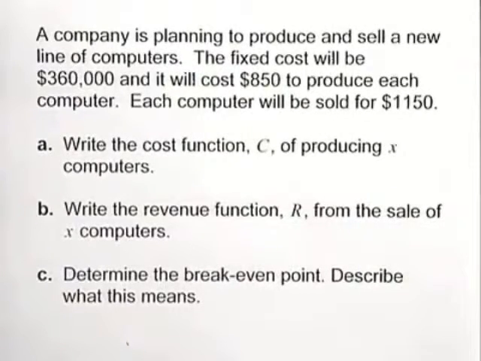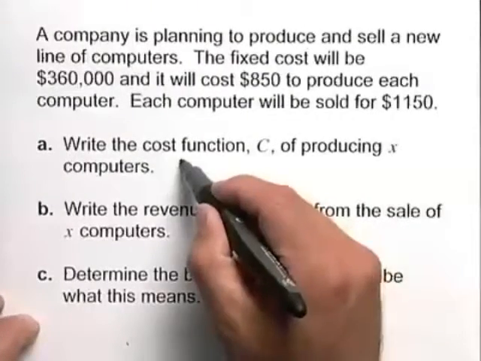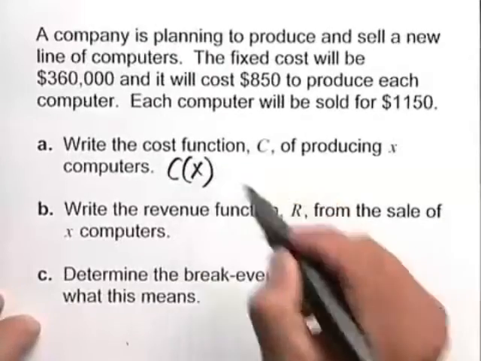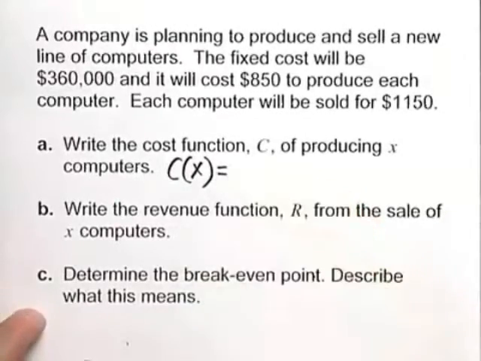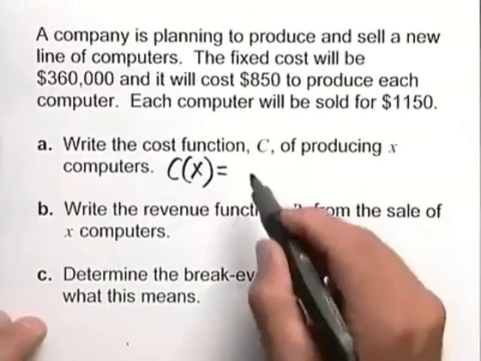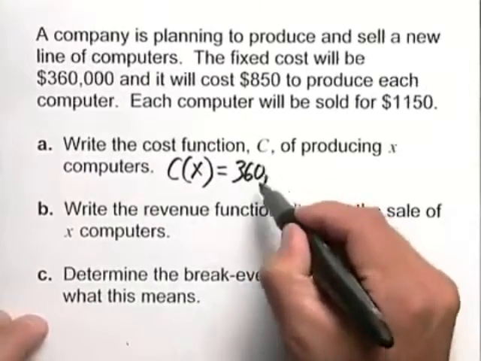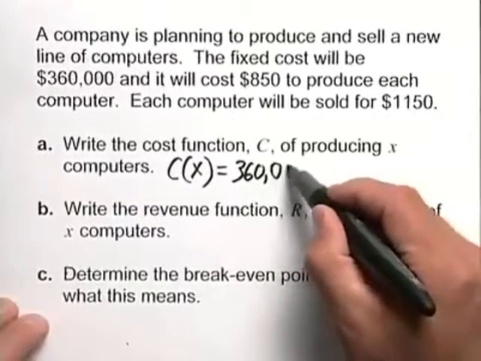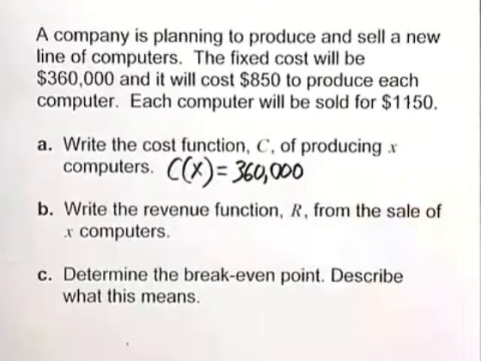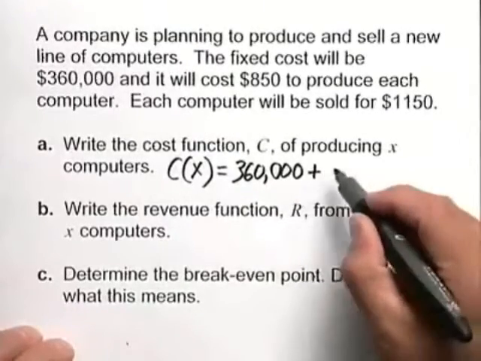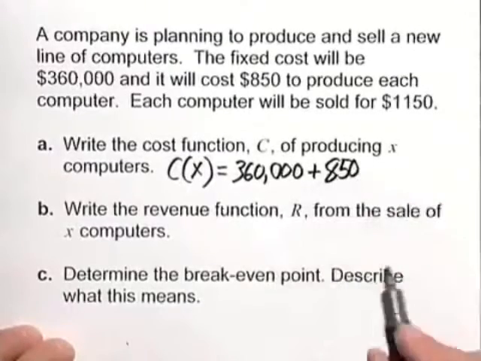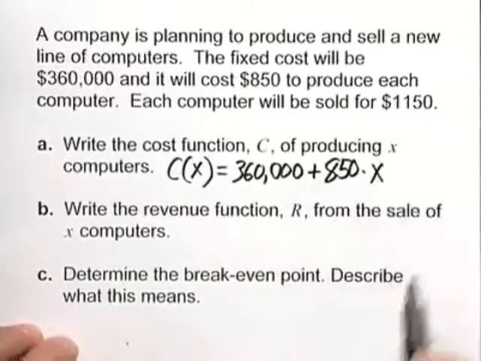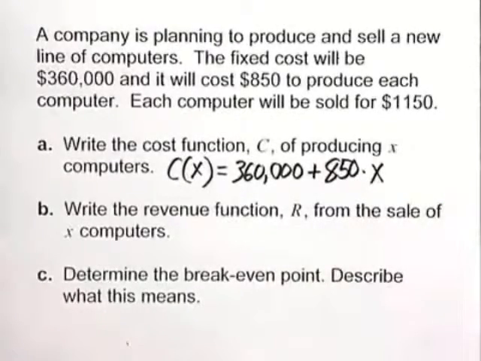Part A. Write the cost function C of producing X computers. Now let's start there. We're going to want a function in terms of X, and we can write it in function notation as C of X. Now, just to keep the lights on and keep our accountants happy, we have to pay $360,000 each month whether we make a computer or not. To make each additional computer, that's going to cost us $850 per computer, so we'll represent that as 850X.